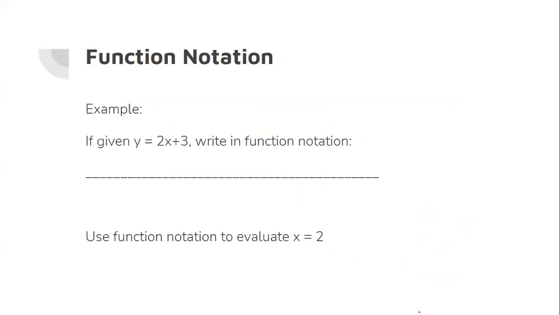So let's do an example of function notation. If given y equals 2x plus 3, write in function notation. It literally means that I'm taking my y and getting it dressed up, making it fancy. So it becomes f of x. That is all it's wanting you to do if it's saying to represent it in function notation. It's like writing formally in mathematics.